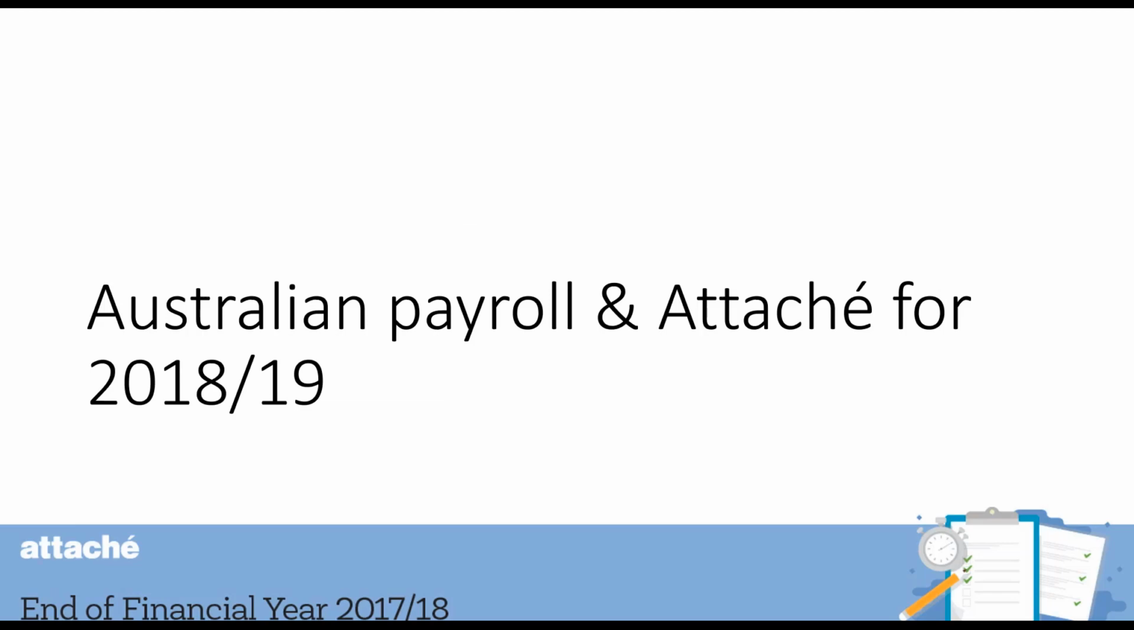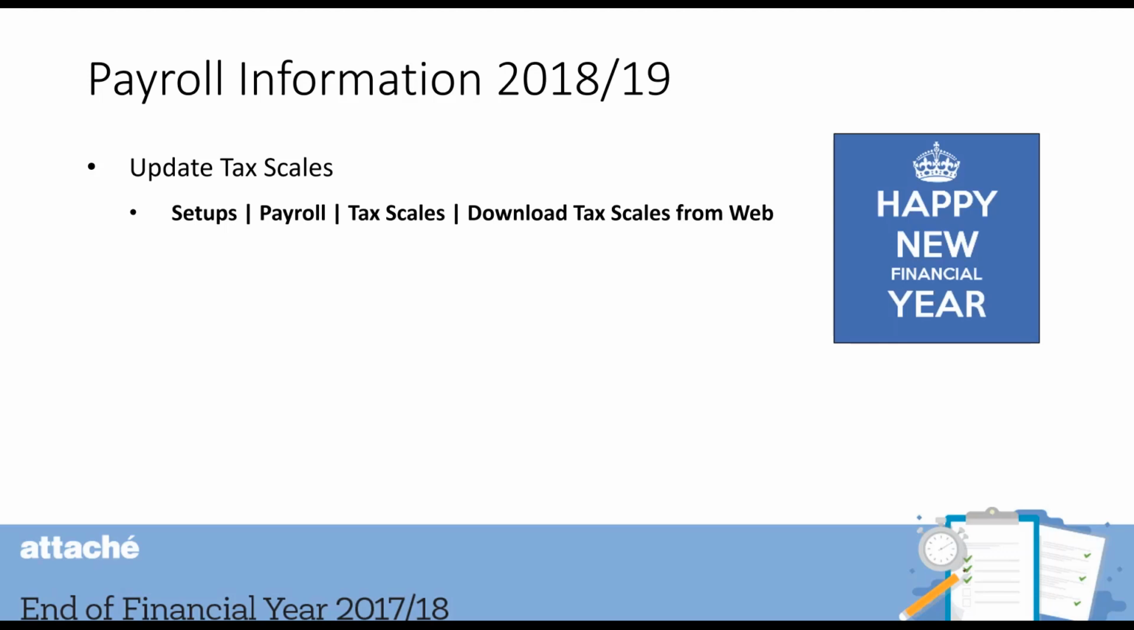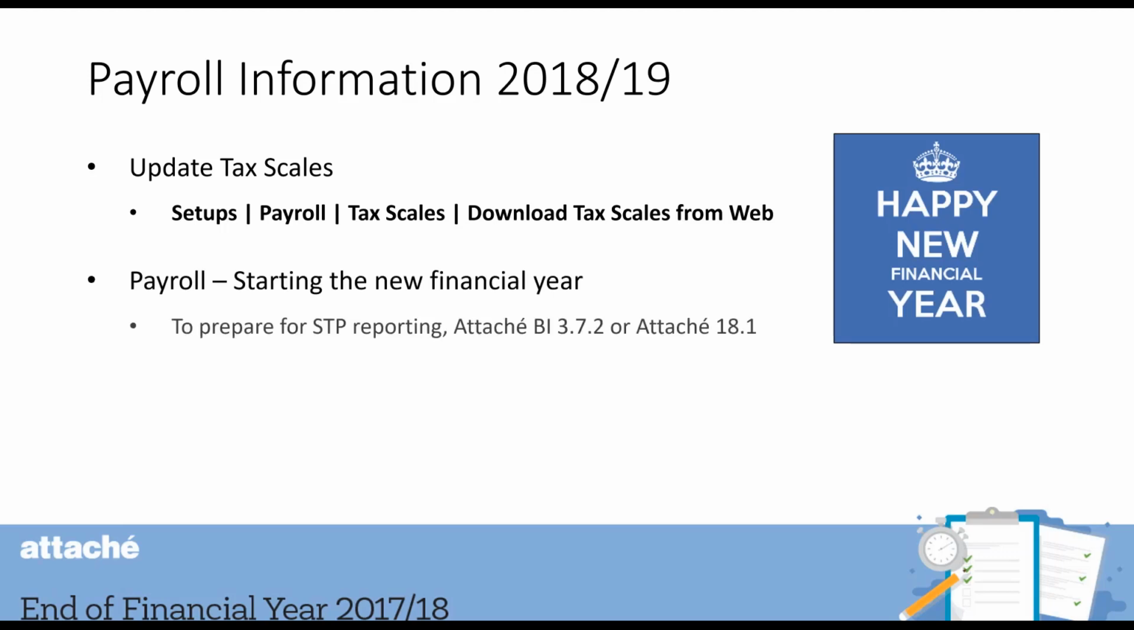Okay, so let's take a look at what information you need to know for Australian payroll and Attaché for 2018-19. So firstly, make sure you have your tax scales updated. Attaché payroll tax scales for the 2018-19 financial year are now available, so you can download them. If you're preparing for STP reporting, you will need to be on Attaché BI 3.7.2 or Attaché 18.1. So if you need any assistance, speak to your Attaché consultant.